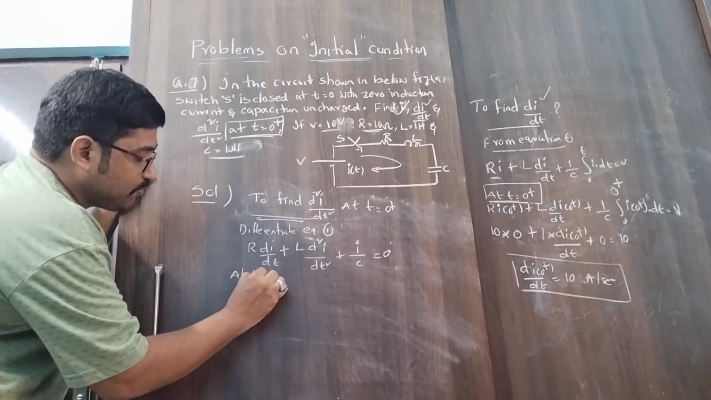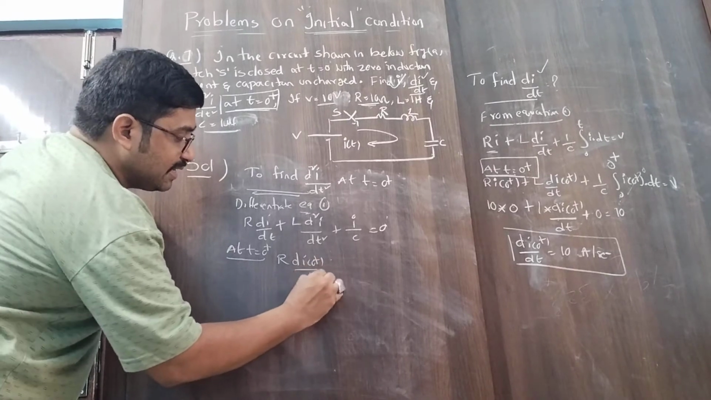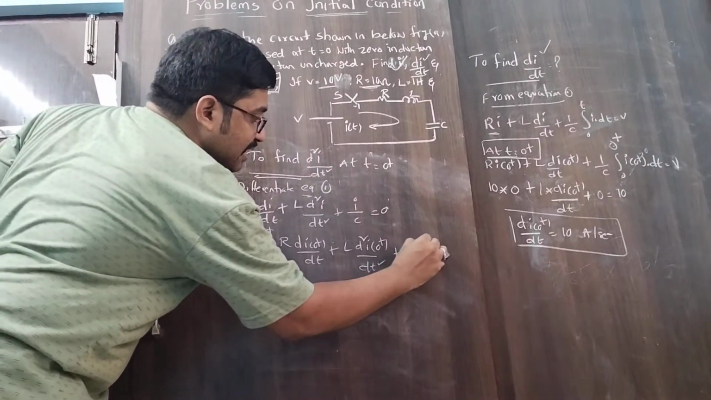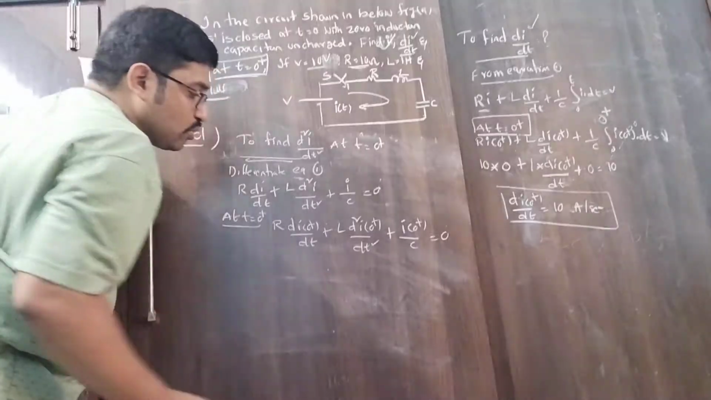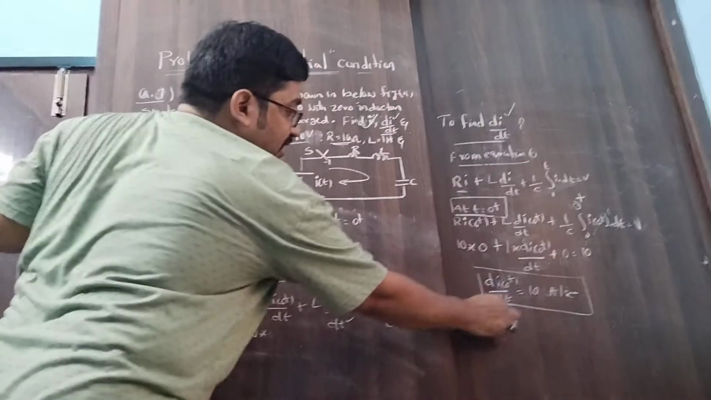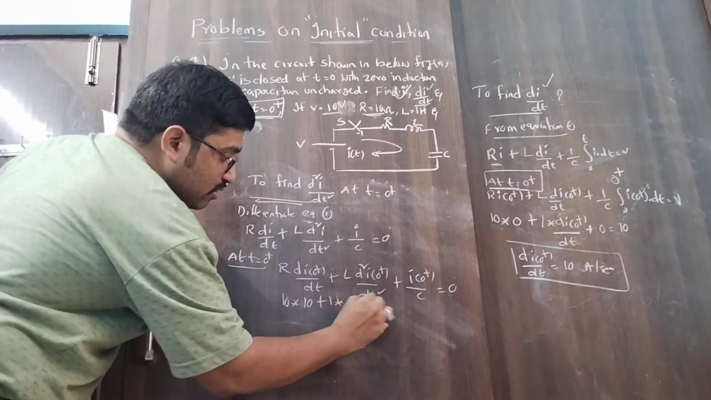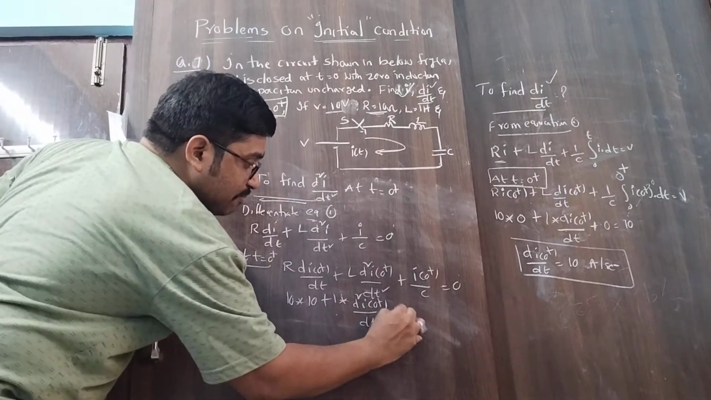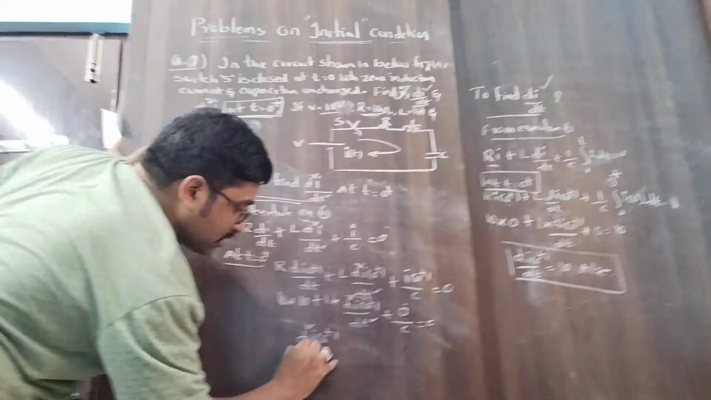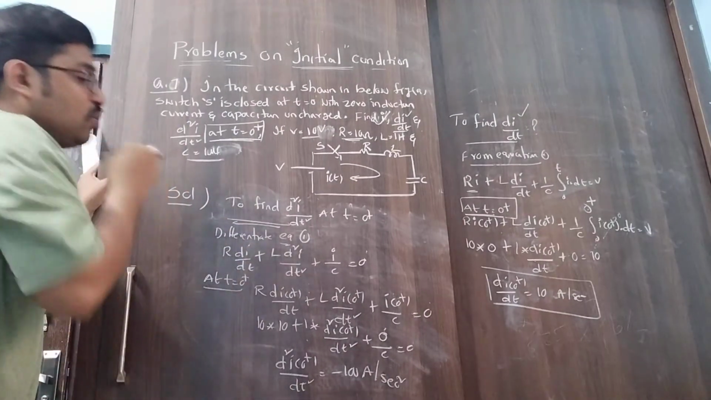So at t equals 0 plus, R into di of 0 plus by dt, plus L into d square i of 0 plus by dt square, plus i of 0 plus by c, is equal to 0. Now what is R? R is 10, multiplied with the value of di by dt of 0 plus, which you have got as 10 amperes per second, plus the value of L is 1, times d square i of 0 plus by dt square, plus i of 0 plus, which is 0, divided by c, equal to 0. You are going to get d square i of 0 plus by dt square equal to minus 100 ampere per second square.